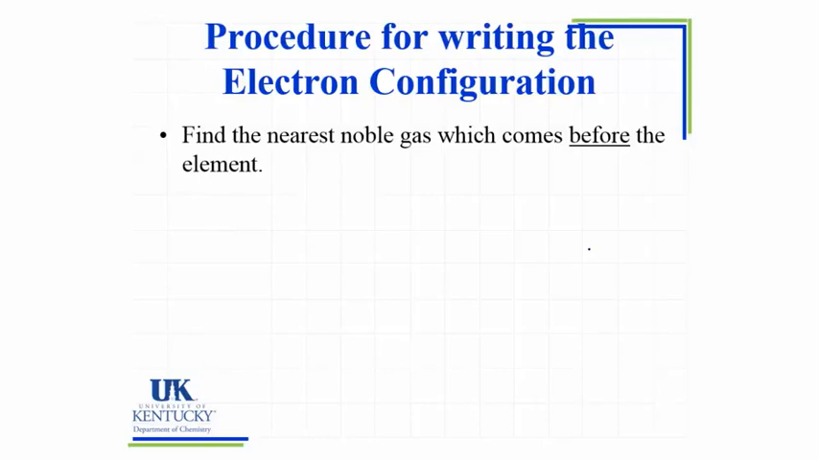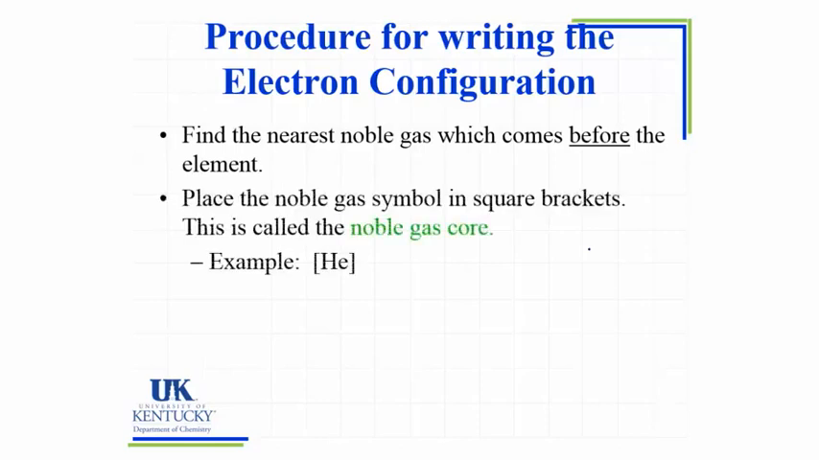What it does is you locate the noble gas that comes before the element that you're doing the electron configuration for. And you write that element in square brackets. Okay, so for example, if you are doing an element that helium comes before, you would put helium in square brackets. What you're saying with that little piece of information is up to this point the electron configuration is just like helium, and then we'll add some more electrons beyond that.